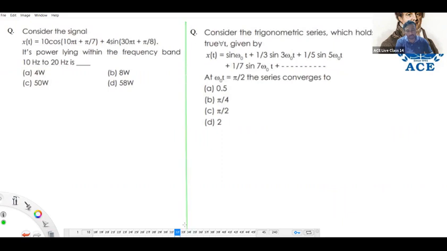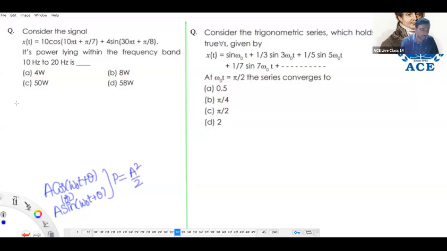Consider the periodic signal which is a sum of cos and sine. What is the power that is lying in a specific frequency band, 10 to 20 Hz? Normally, what is the power in the sinusoid directly? A cos or A sine function, what is the standard power answer, sir? A square by 2. What are the two frequencies present? 10 pi means the first frequency is 5 Hz. 30 pi means the second frequency is 15 Hz.